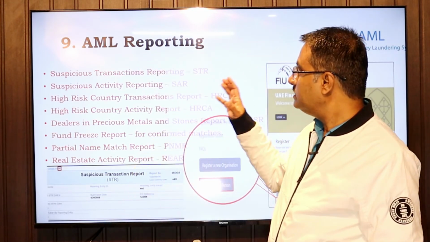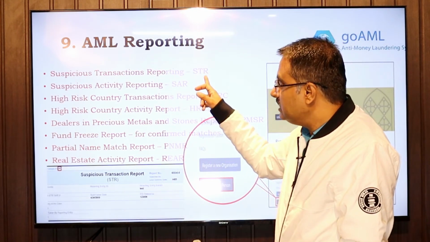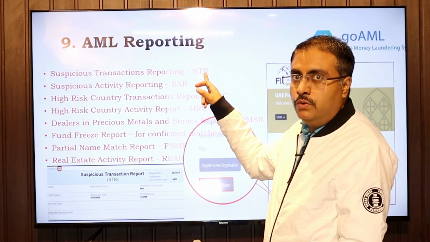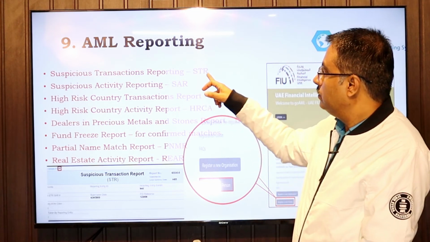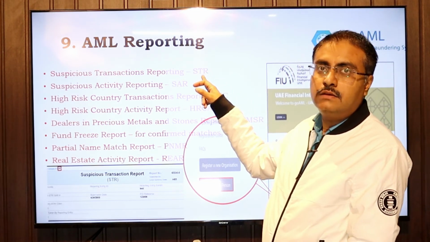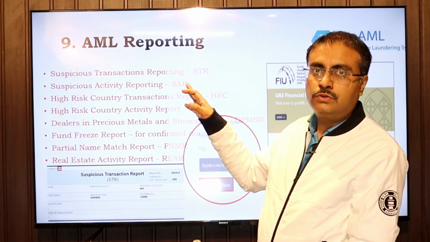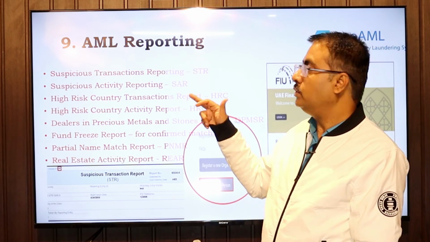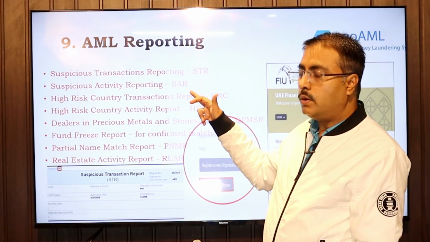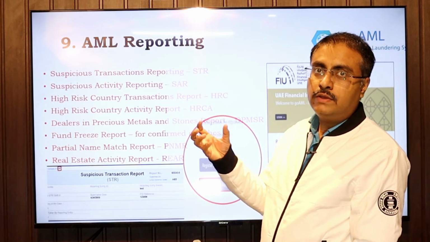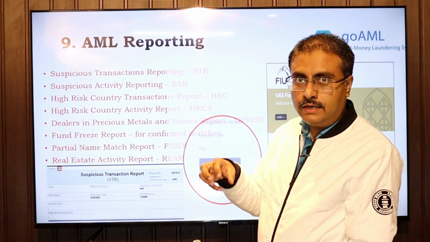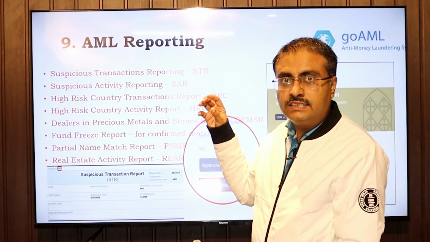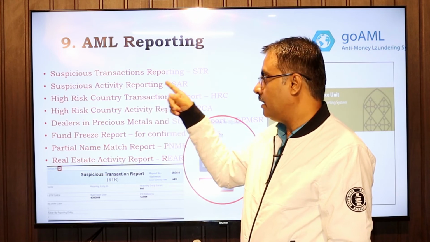As far as AML reporting is concerned, you have to report STR and SAR. STR is in respect of ongoing customers, with whom you have already done the transaction, but you identified it as a suspicious transaction, so you have to report. SAR is in respect of onboarding customers, those who are new customers, whose name you have identified as already appearing in the sanction list; you have to report in SAR reporting.